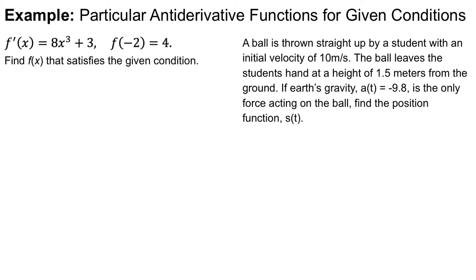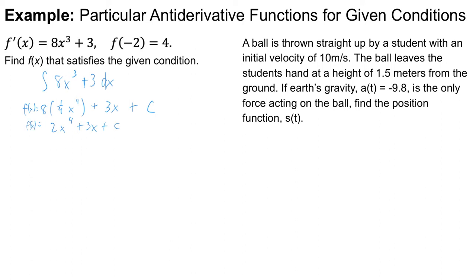To do that, we would take the indefinite integral of the derivative function and solve for that. When we do that, we get 8 times x to the 4th, over the reciprocal of the power, plus 3x plus C. And this would be the original f of x function. I'll simplify it a little bit, so it'll be 2x to the 4th plus 3x plus C, and that's the original f of x.